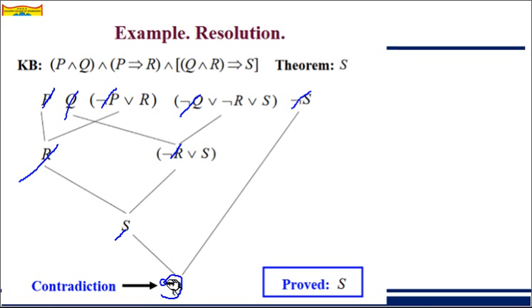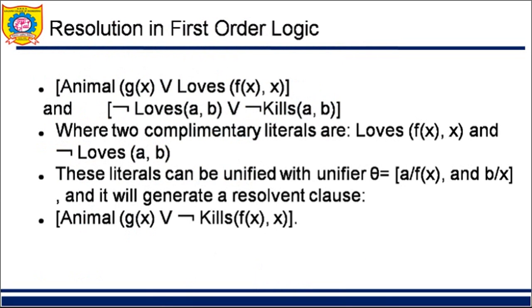What remains is empty set. Now because empty set remains, that's why I say that I have proved it. We proved S. We can say that knowledge base has entailed S.